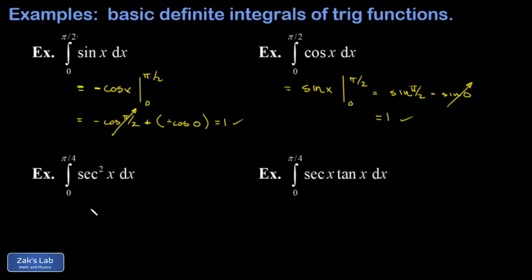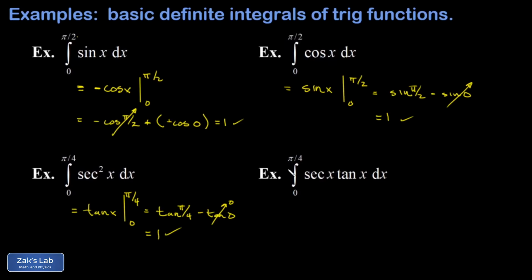In the third example, I have the square of a secant function, and to get the antiderivative of this, you just have to remember what function I differentiate to get secant squared, and it turns out to be the tangent function, so tangent x, evaluated from 0 to pi over 4. So I get the tangent of pi over 4 minus the tangent of 0.